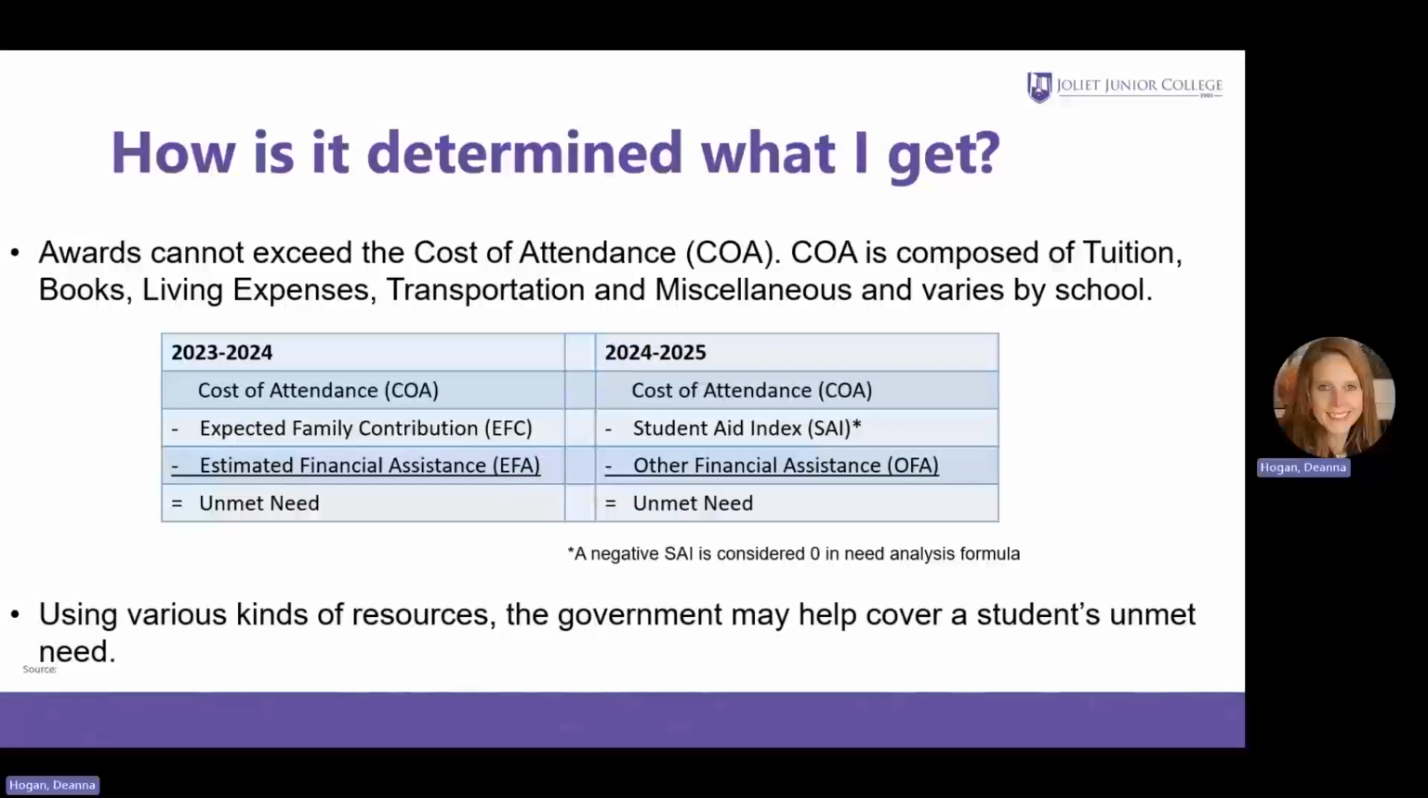Each school has determined its own average cost of attendance per student, which is composed of various expenses such as tuition, books, living expenses, and transportation.